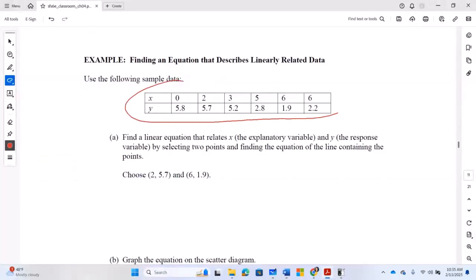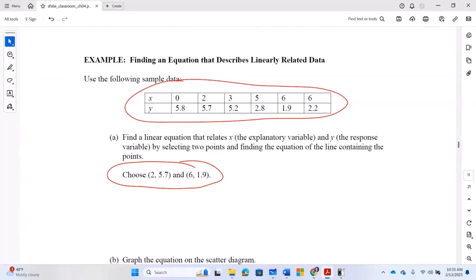We are given this table right here, and we are told to only use 2 points. Choose 2 points and calculate. So remember, we already know how to find the equation of a line. Find the linear equation that relates x, the explanatory variable, and y, the response variable. By selecting 2 points, find the equation of the line. So what you want to do, first of all, is find the slope of this equation.